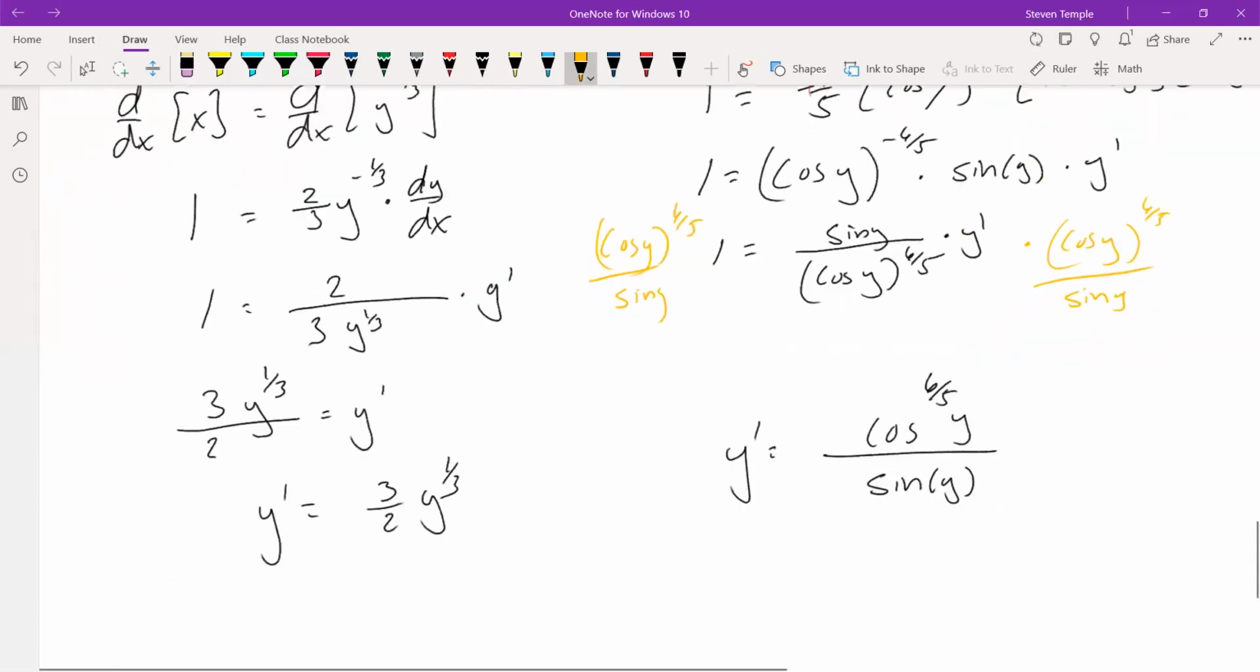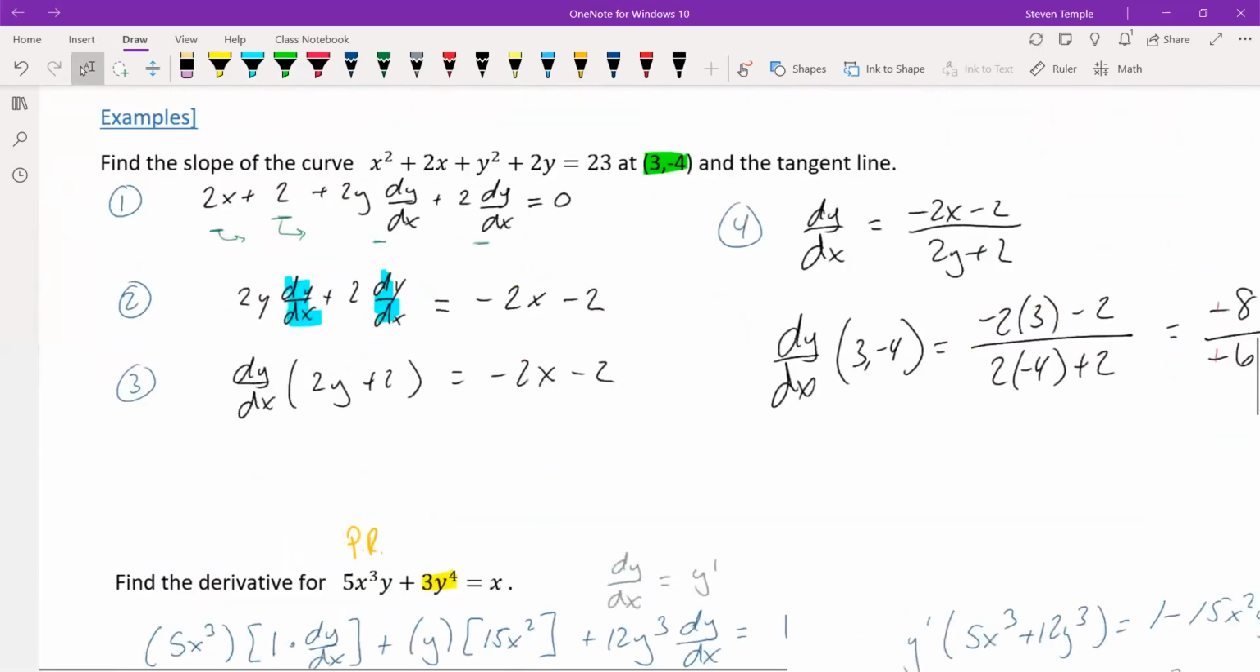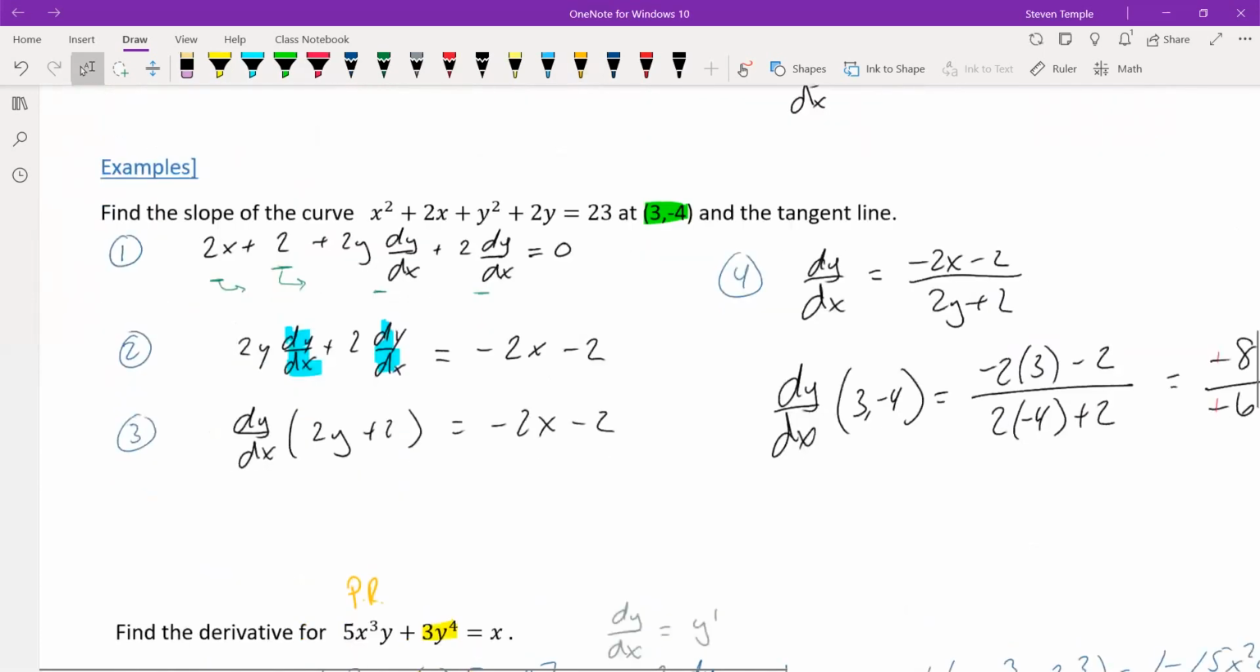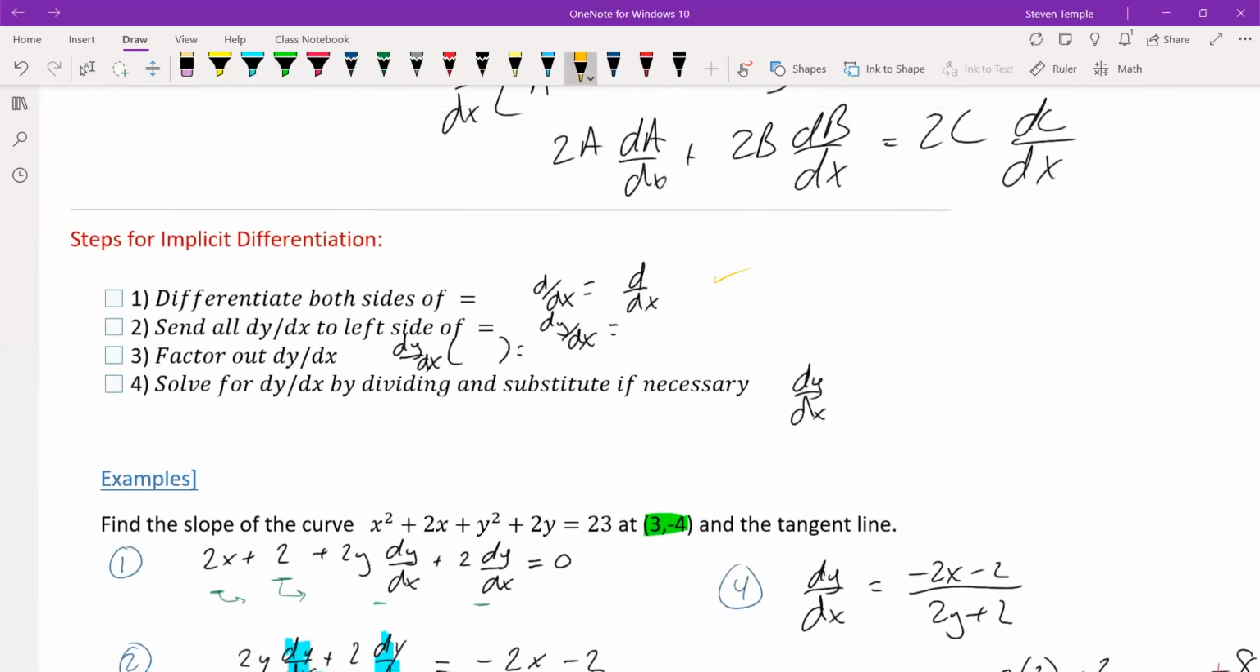Okay, so that is the conclusion of implicit differentiation. The biggest thing is putting your dy dx after taking the derivative of a y term. You can follow these steps: differentiate both sides, get your dy dx's to one side, factor it out, and then solve. A lot of people skip those steps and go right from differentiating both sides to your dy dx in two moves.